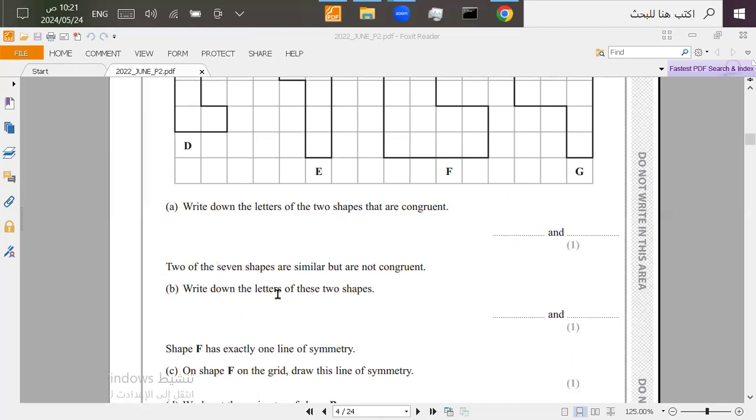Two of the seven shapes are similar but are not congruent. Now, the meaning of similar is what? It means they are the same shapes, but one of them is enlarged. It means one of them is bigger than the other, but they have the same shape. So two of the seven shapes are similar but are not congruent. Write down the letters of these two shapes.